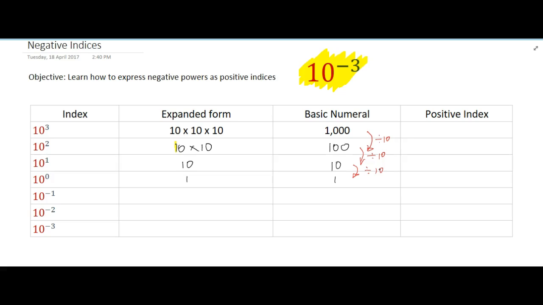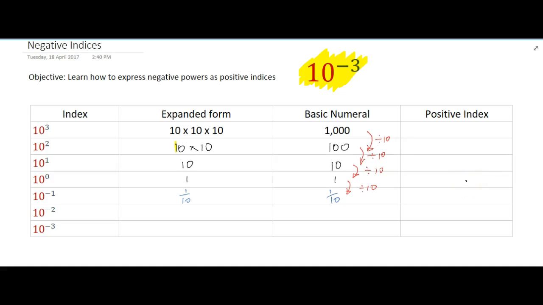We'll do this in a general format in a little bit, but as you can see, the index over here has now gone negative, from 10 to the power of 0 to 10 to the power of -1. Following our rule, our basic numeral is going to be divided by 10. We're going to work in fractions, so 1 divided by 10 is 1 over 10. In expanded form, that's 1 over 10. A negative index does not make the number negative. It makes it smaller than 1.